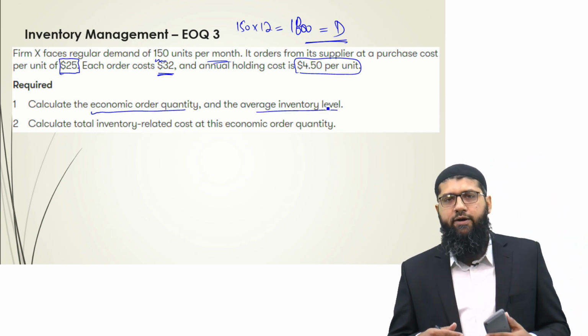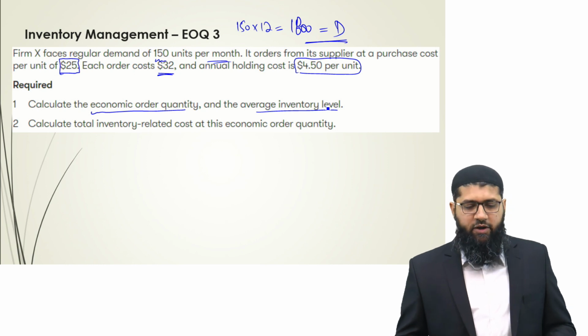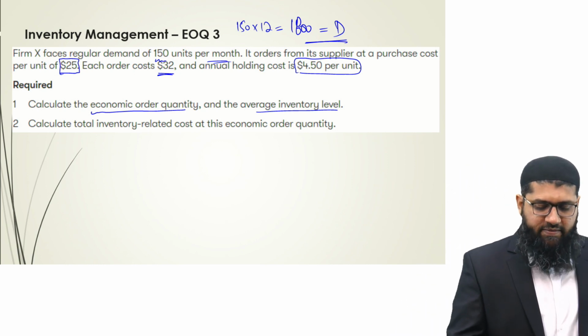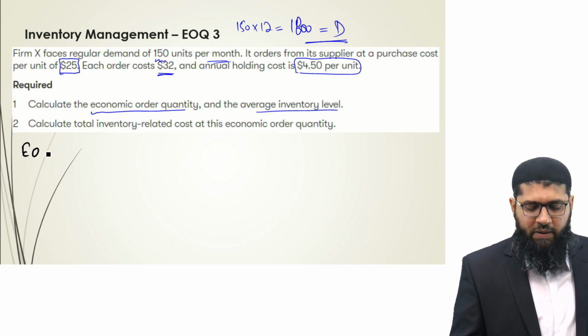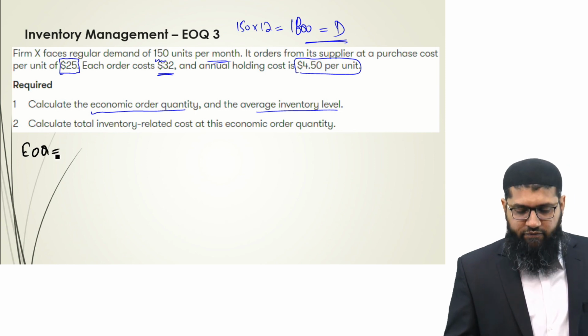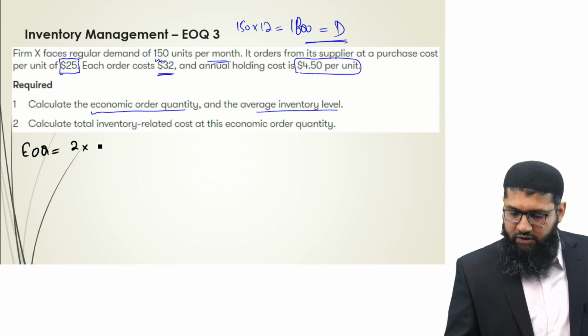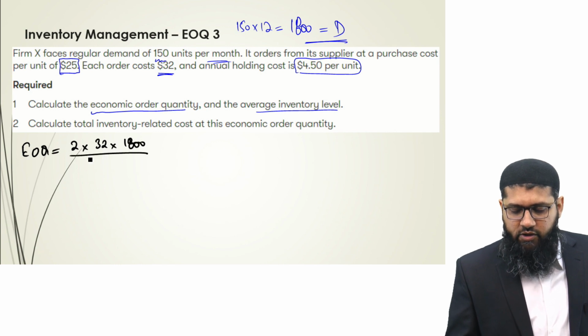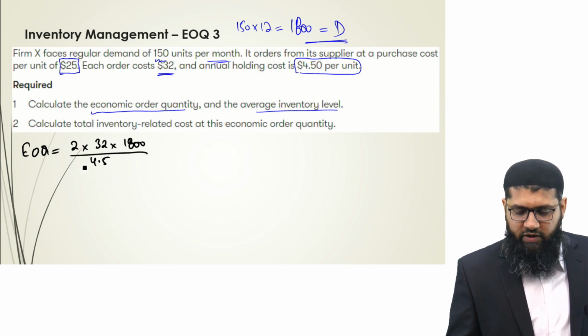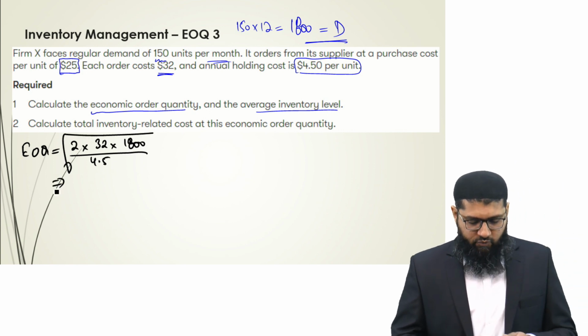That's a very important concept that we're going to be discussing. First of all, I'll make things easy and do the calculation of EOQ, which is 2 into CO, the cost of placing an order, which is 32, and then the demand, which is 1800. You divide it by CH, which is 4.5. The whole is under root, and then what are we going to get?